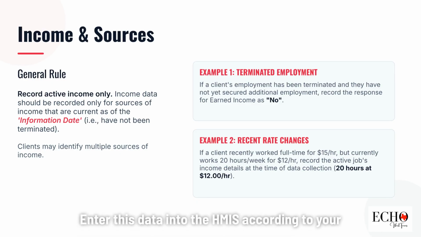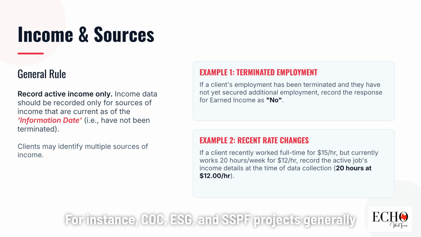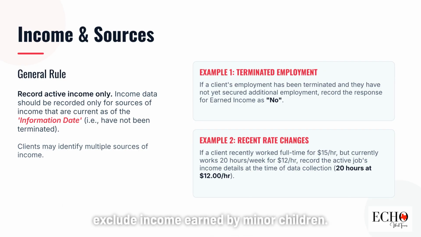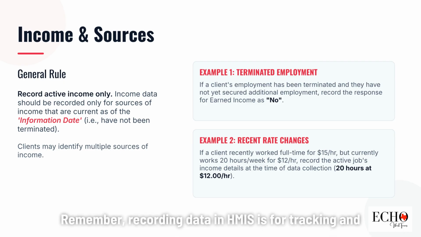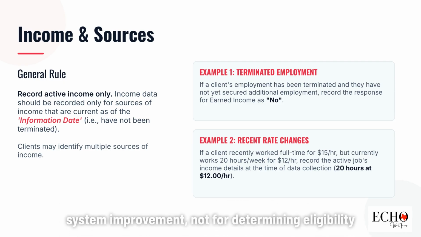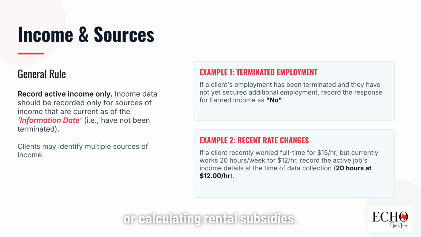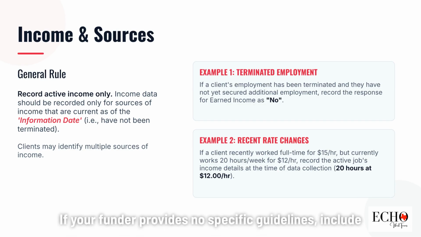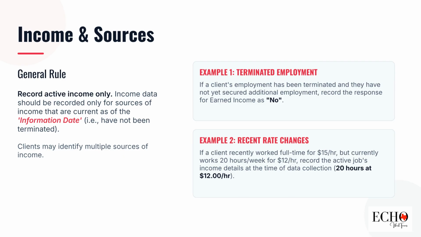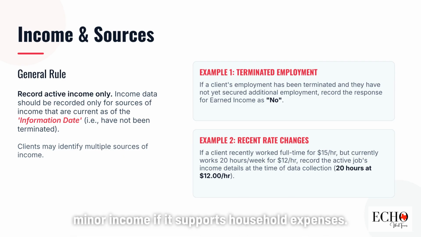Enter this data into the HMIS according to your specific funder's guidelines. For instance, CoC, ESG, and SSVF projects generally exclude income earned by minor children. Remember, recording data in HMIS is for tracking and system improvement, not for determining eligibility or calculating rental subsidies. Always defer to your funder's requirements for income verification documentation. If your funder provides no specific guidelines, include minor income if it supports household expenses.